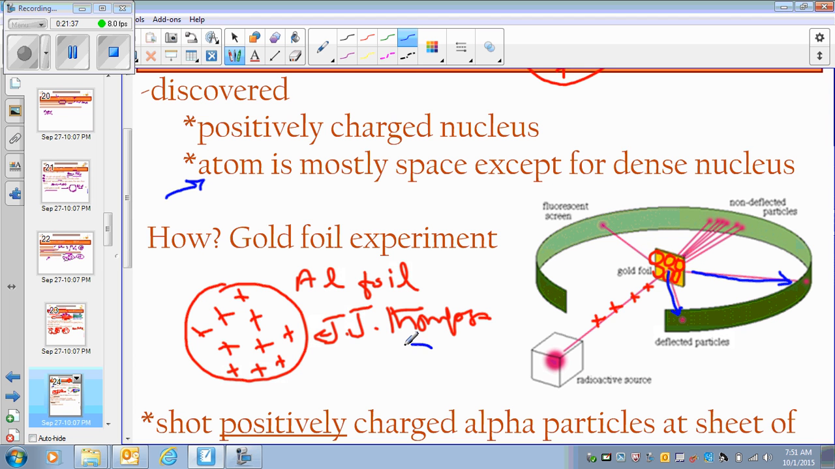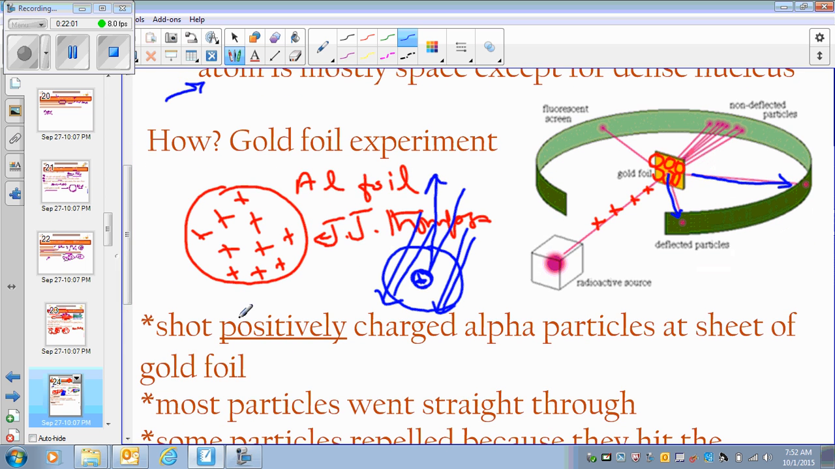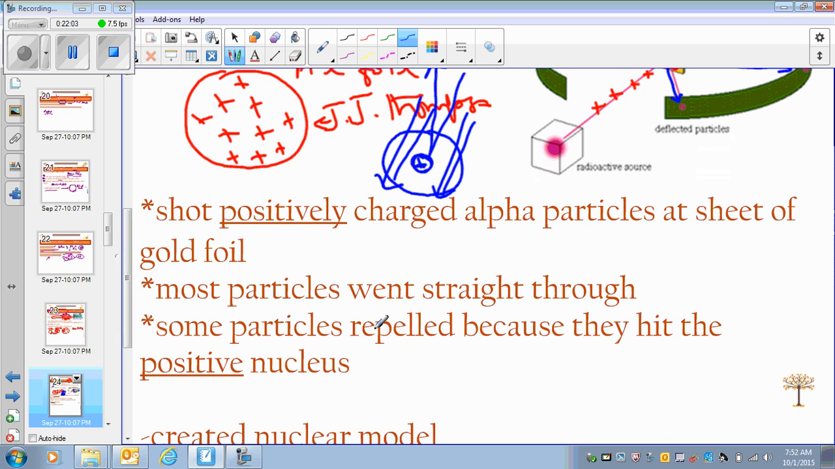So he said most of the atom is empty space, but there is a center of the atom that is a positive charge, because there is very little chance that you will hit that center. So most of my particles are going straight through. There is very little chance that you will hit that center and then the particle comes back. So most of the atom is empty space and there is a short, positively charged center, and some particles repelled because they hit the positive nucleus.